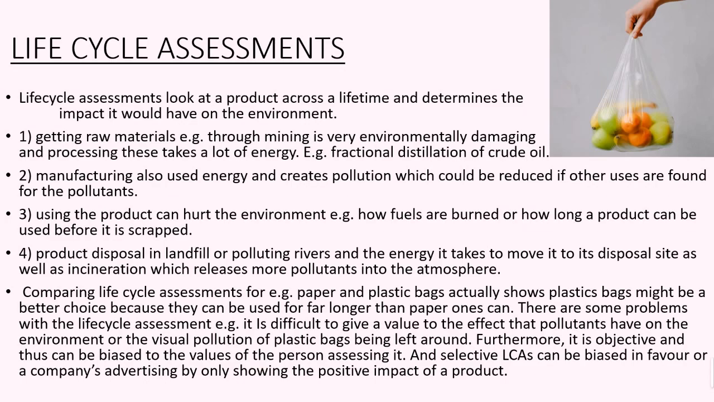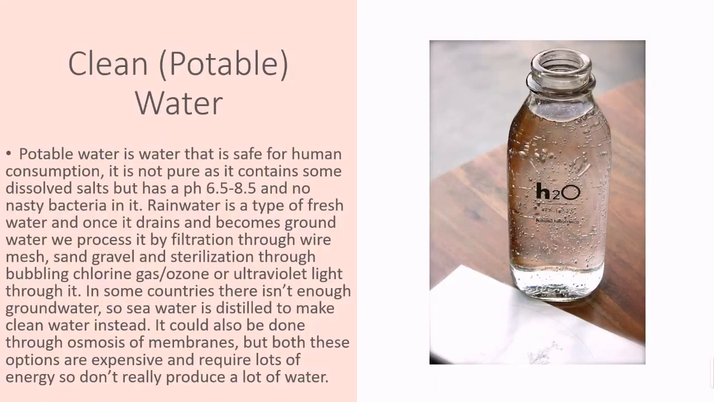Potable water is water that is safe for human consumption. It is not pure, as it contains some dissolved salts, but has a pH of 6.5 to 8.5, and no nasty bacteria in it. Rainwater is a type of fresh water, and once it drains and becomes groundwater, we process it by filtration through wire mesh, sand, and gravel, and sterilisation by bubbling chlorine gas, ozone, or ultraviolet light through it.